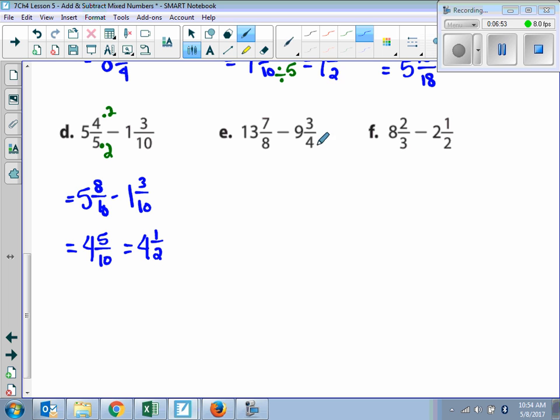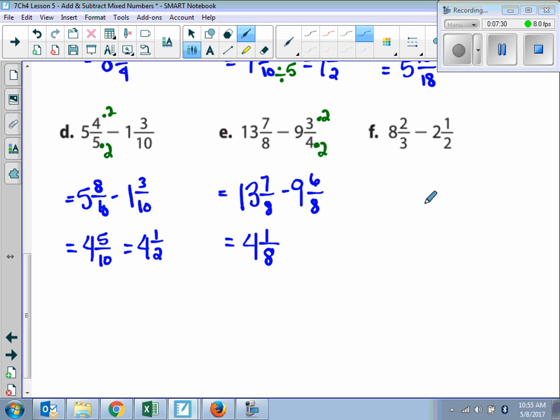The common denominator with 8 and 4 is 8, so we're going to multiply times 2 here and there. When I rewrite, this gives me 13 and 7/8 minus 9 and 6/8. Good. Now we subtract the whole number parts: 13 minus 9 is 4. And then 7/8 minus 6/8 is 1/8.